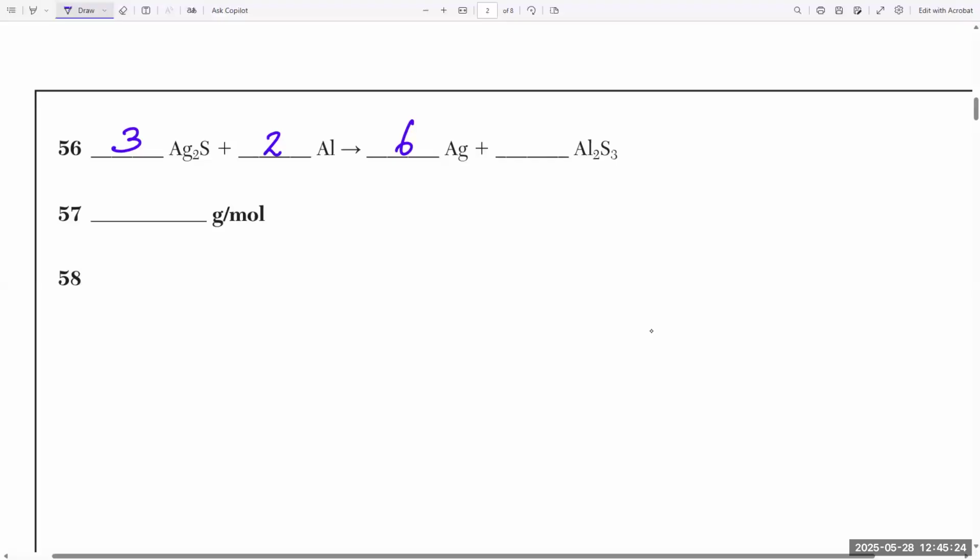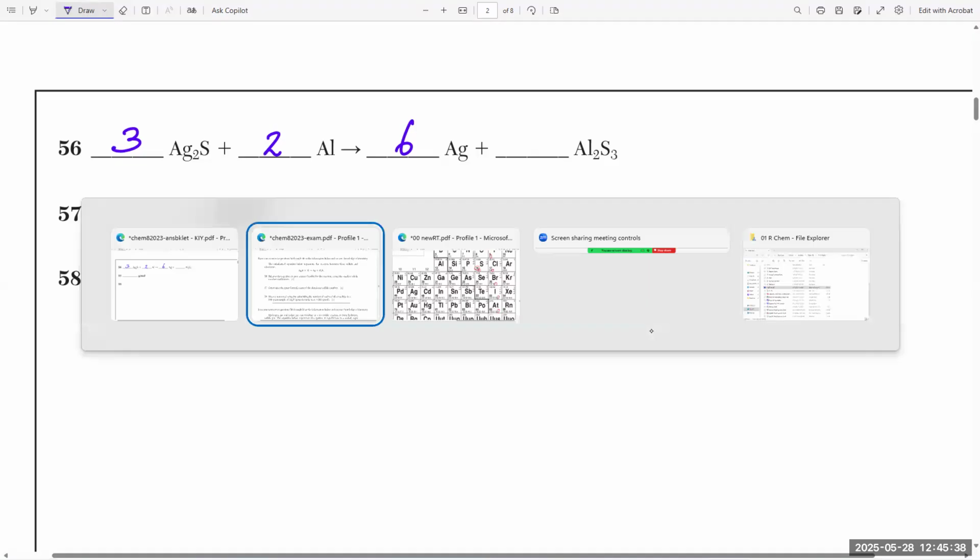It's not possible. So this is the lowest set of coefficients. But always double check that you don't accidentally put like 6, 4, and 12, in which case you would have to simplify, right? But not necessary here.